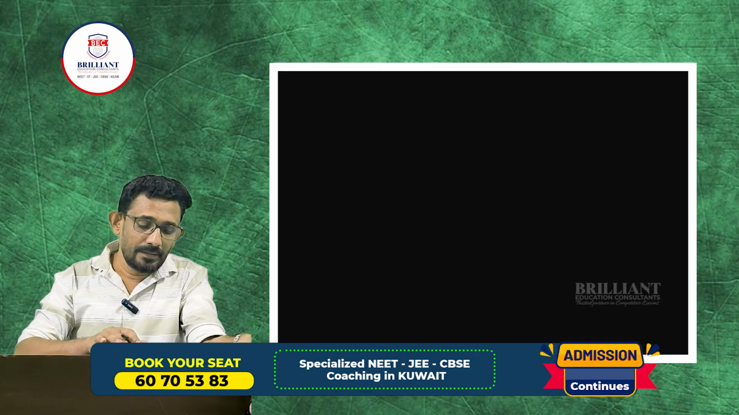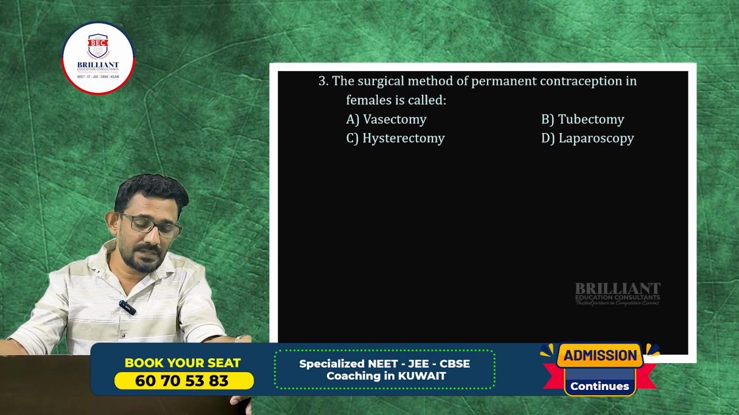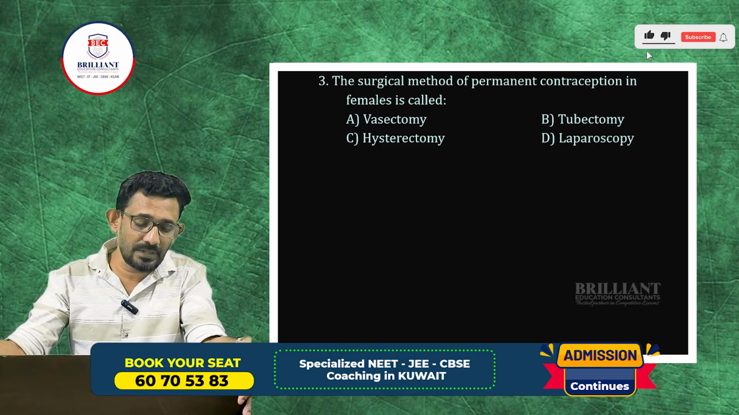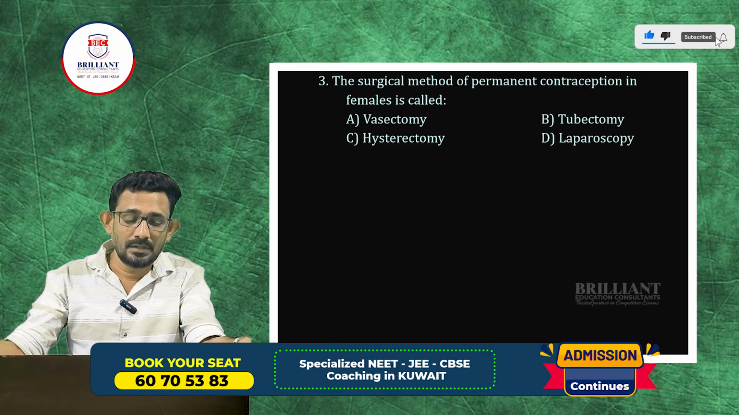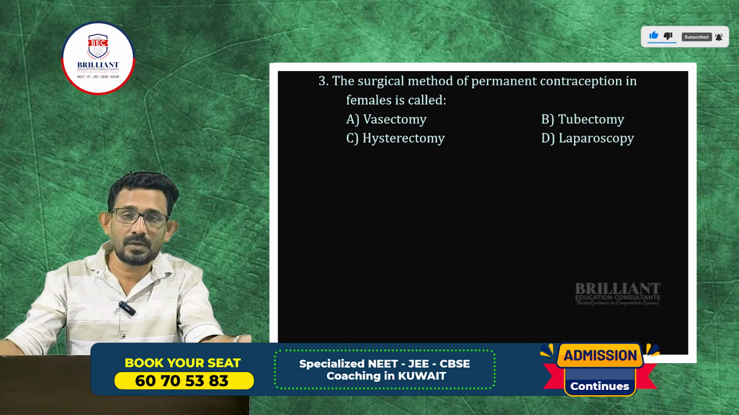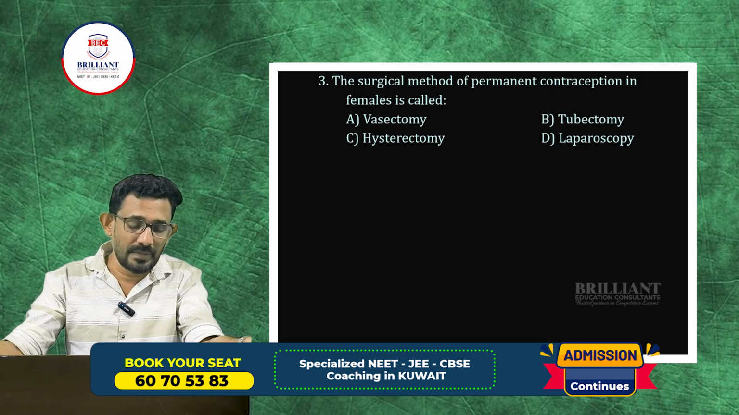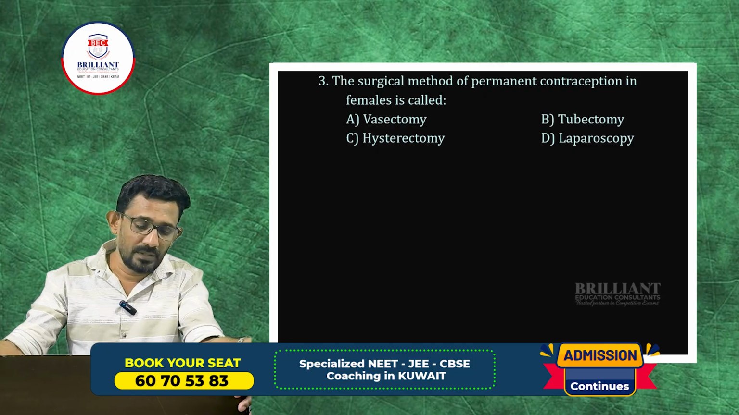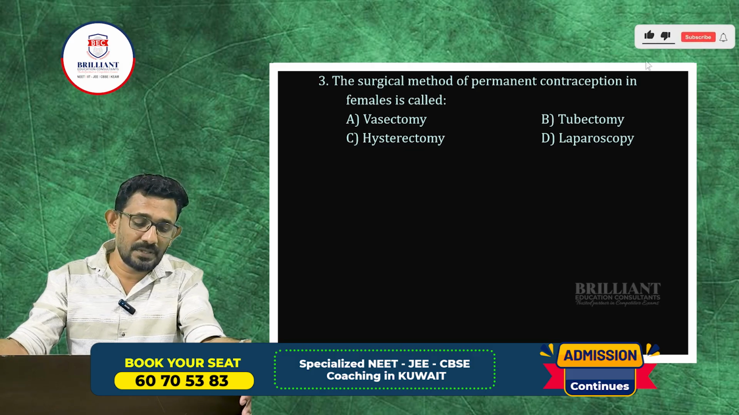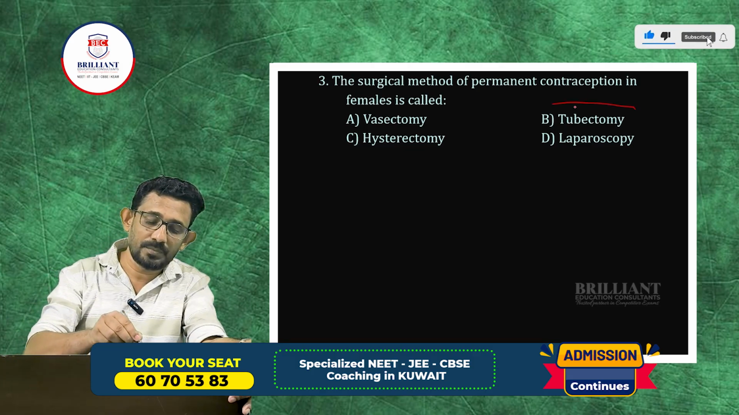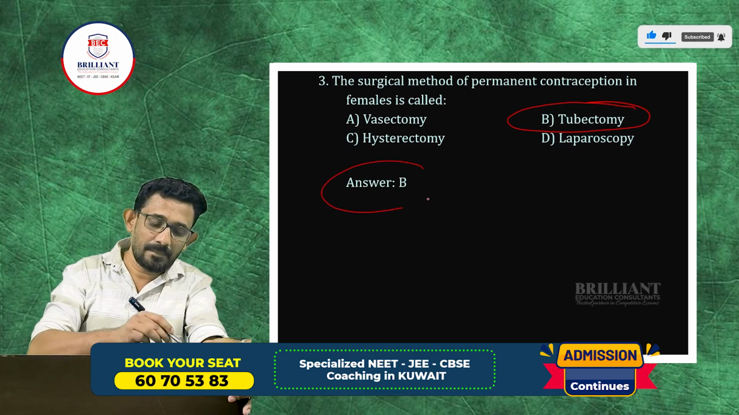Then third question, the surgical method of permanent contraception in females is called. Surgical method is a permanent contraception. It can be done in both males and females. In males, the surgical method of contraception is called vasectomy. In females, it is called tubectomy. Here it is asked which is the surgical method of permanent contraception in females. So here also tubectomy, option B is the correct answer.